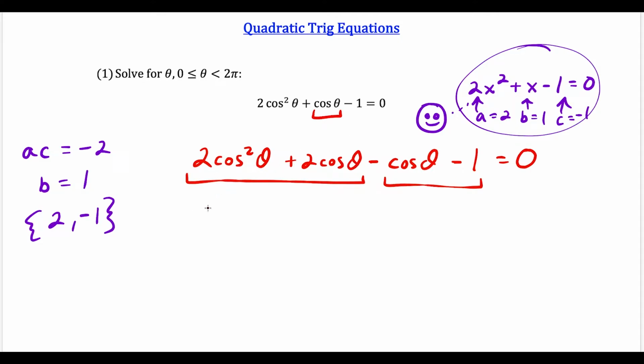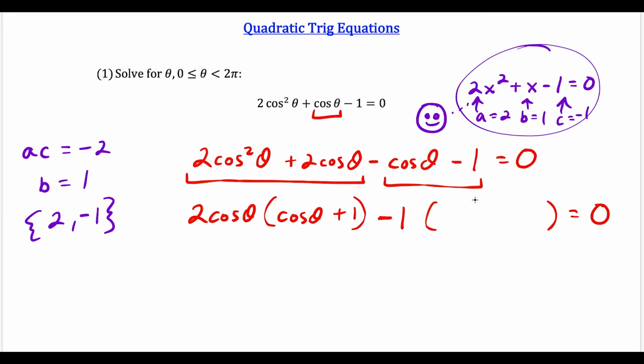So we look at the first two terms, and we're going to take out a 2 cosine theta. And on the inside, we're going to be left with cosine theta and then plus 1. If you ever want to check factoring, you could always distribute, and it's going to bring us right back to this. And now here, I want to take out a minus 1. And I'm doing this strategically because I want the factor inside this parenthesis to match this factor here. So if we take out a negative 1, we're going to be left with cosine theta plus 1.